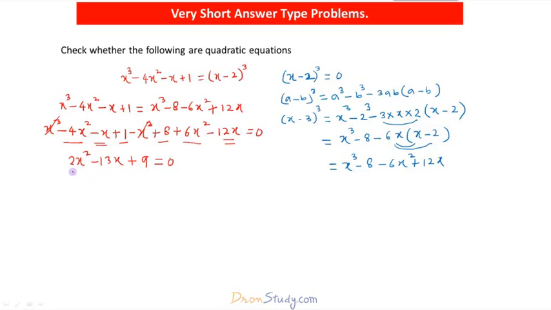Now this equation is in the standard form of the quadratic equation, and here we see that the highest power is 2, and so we can say that the given equation is the quadratic equation. Therefore the given equation is a quadratic equation, since the highest exponent is 2.